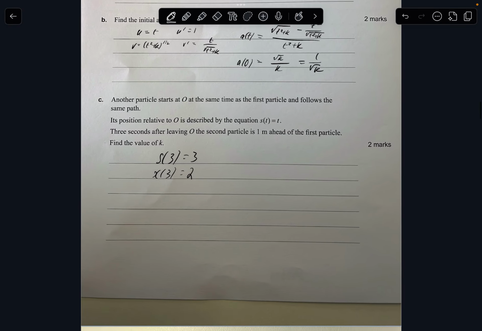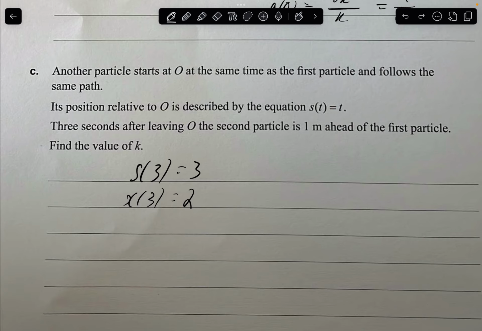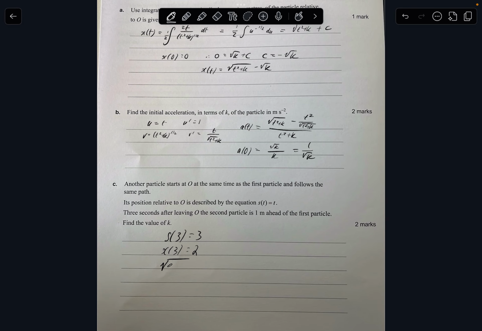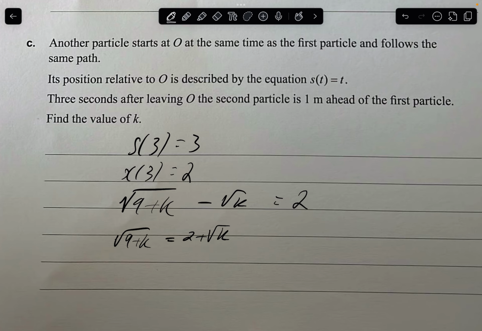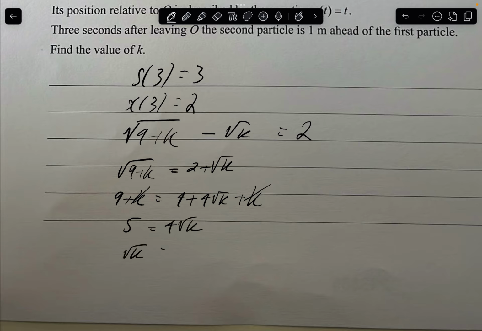So you can plug in 3. No, that's not it. x of t is root (9 plus k) minus root k, which should be equal to 2. And then what you can do, I would move the root k to the other side. And then if you square, you'll say 9 plus k is equal to 4 plus 4 root k plus k. These go. And you have 5 is equal to 4 root k. Root k is equal to 5 on 4. k is equal to 25 on 16.